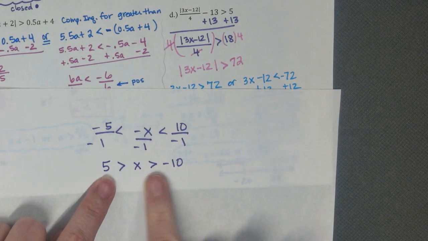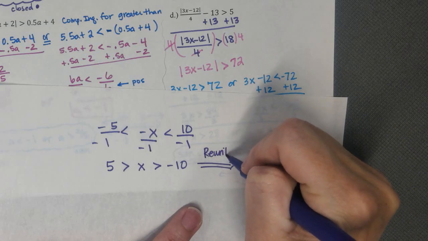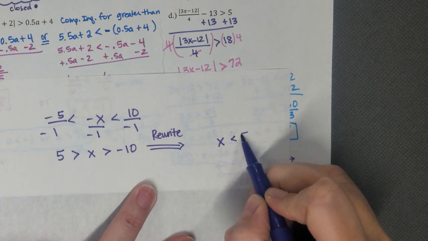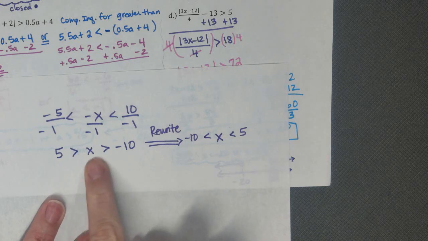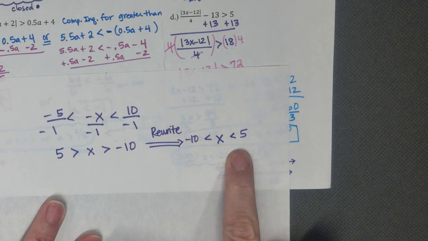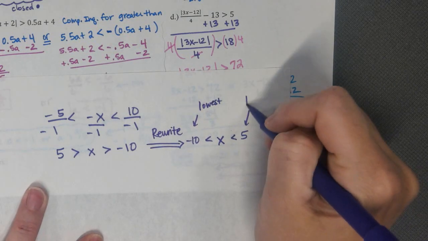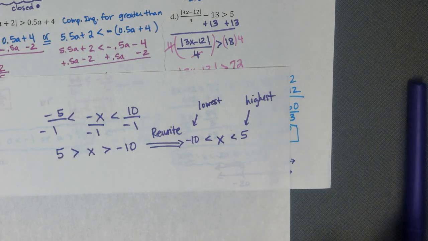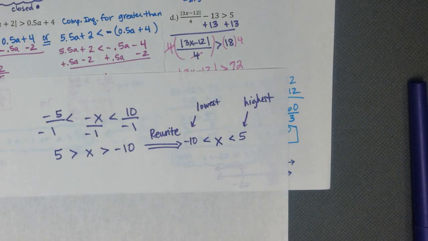Okay? This is not the way that it should be written. You need to rewrite it. So rewrite where x is in the middle. So x is less than 5, and it's greater than negative 10. Because see, this is not a wrong statement. X can be greater than negative 10 and less than 5. But you do want the lowest value here, and you want the highest value here. So if that happens on your homework, you're just going to rewrite it. That doesn't mean there's no solution, okay?